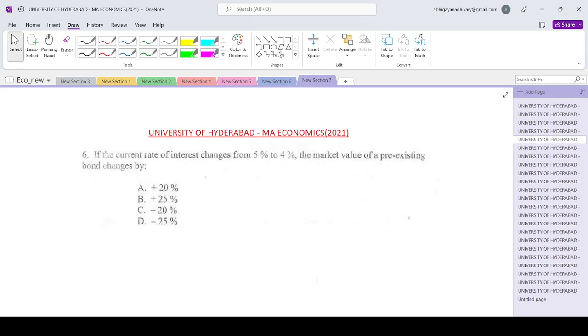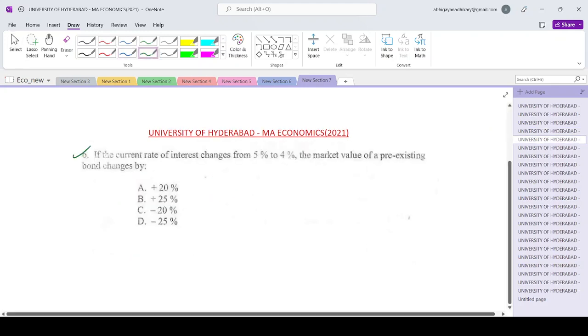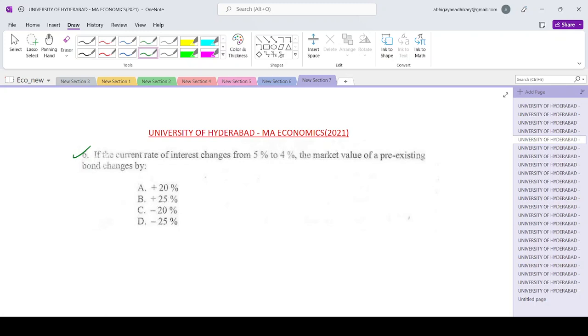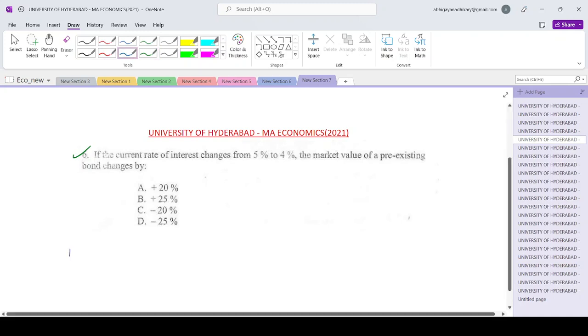Now moving on to question 6 of the same paper. So if the current interest rate changes from 5% to 4%, then the market value of the pre-existing bond changes by which of the following options? Now, without going into the actual derivation of the figures, I'm just straight away writing the expression.